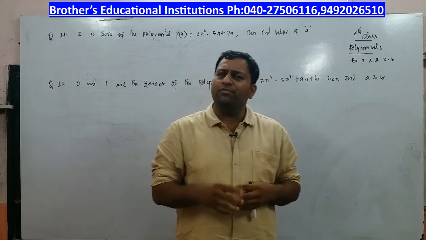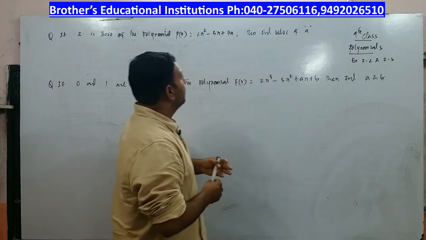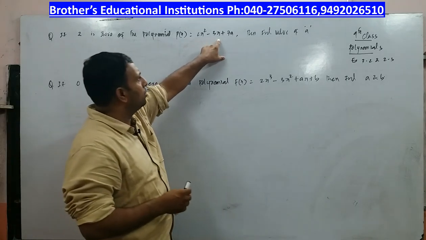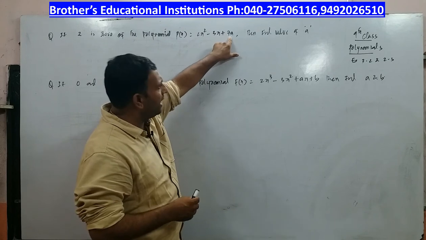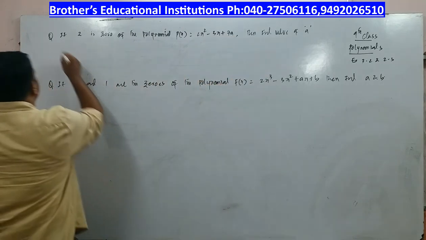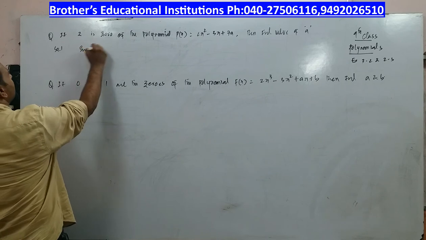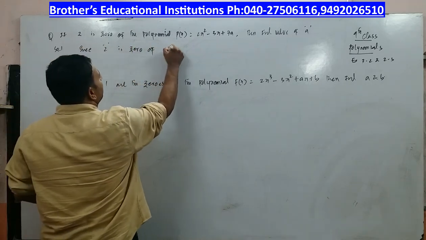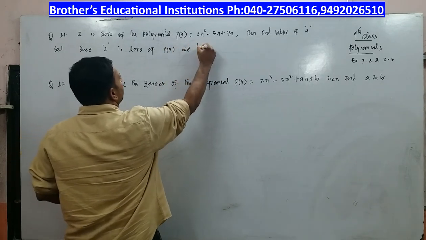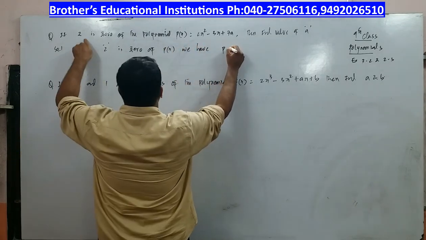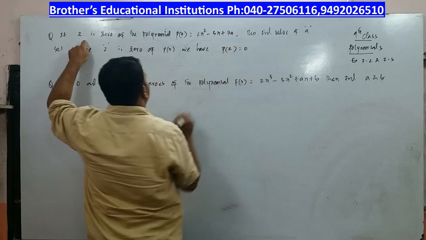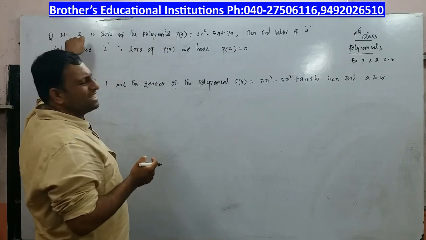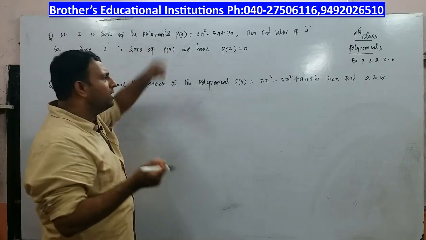Meanwhile, I have few problems which are left in exercise 2.2, and the problems are as follows. If 2 is zero of a polynomial p of x is equal to 2x square minus 3x plus 7a, find the value of a. Let me write, since 2 is zero of p of x, we have p of 2 is equal to 0. Tomorrow if I say 3 is the zero of a polynomial, then p of 3 will be 0. If k is the zero of a polynomial, then you will say p of k is equal to 0. That is how the definition is.